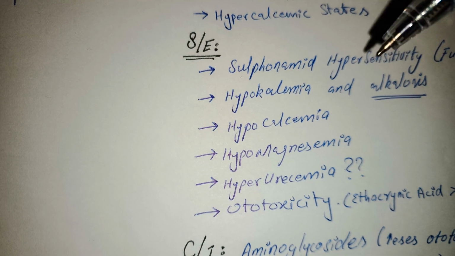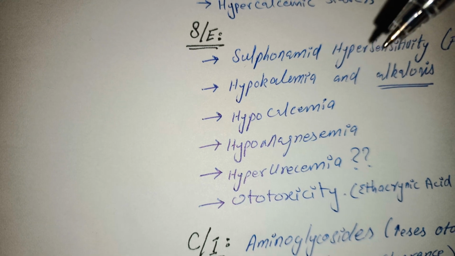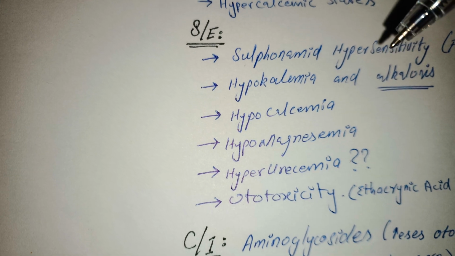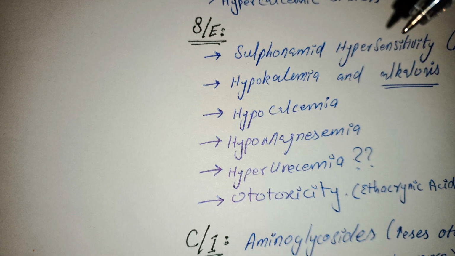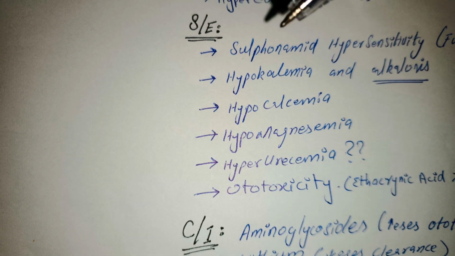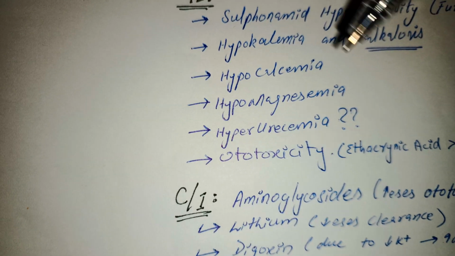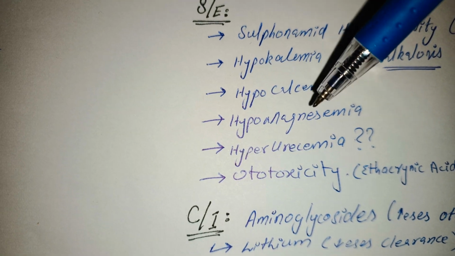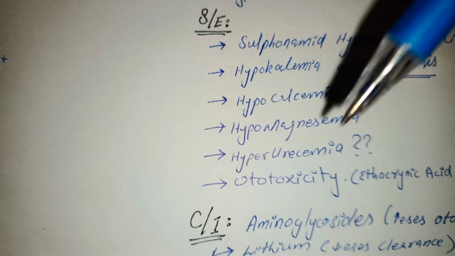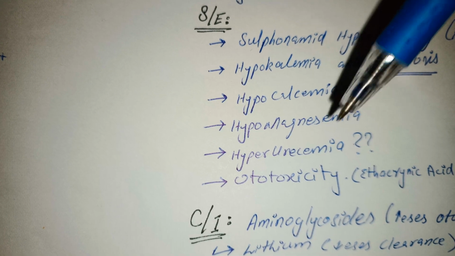Only one exception, and that exception we already discussed in our previous lecture on carbonic anhydrase inhibitors. When there is the side effect of carbonic anhydrase enzyme inhibitors, it causes acidosis with hypokalemia. Note that point. So then hypocalcemia, hypomagnesemia, hyperuricemia.